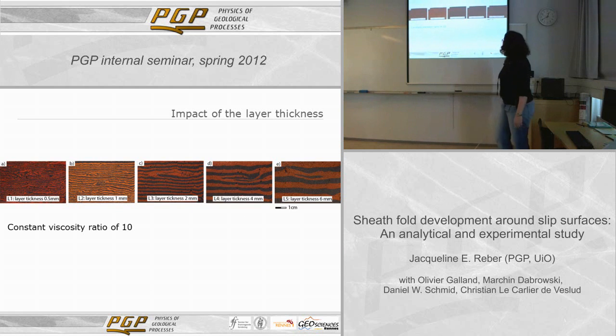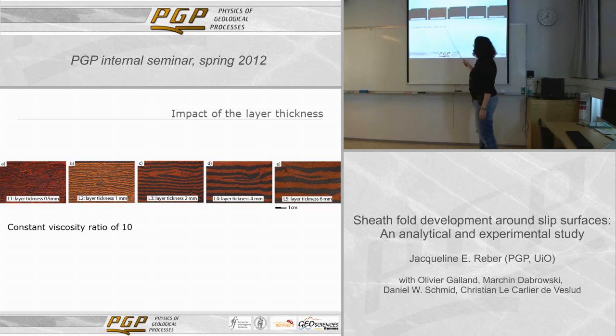Now, if you want to investigate the impact of the layer thickness, we did a very similar series of experiments where we kept the viscosity contrast stable at 10. We increased the layers from 0.5 millimeters to 6 millimeters and basically did exactly the same thing. So for 0.5 millimeters, we get closed contours here. That was extremely tricky to see because 0.5 millimeter is not really thick, and you got 100 layers in this box. So that's really tiny. But we definitely see a sheath fold up here.